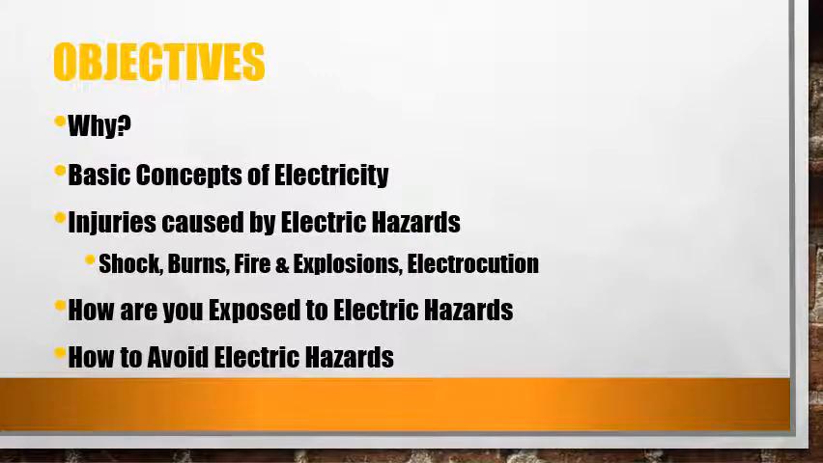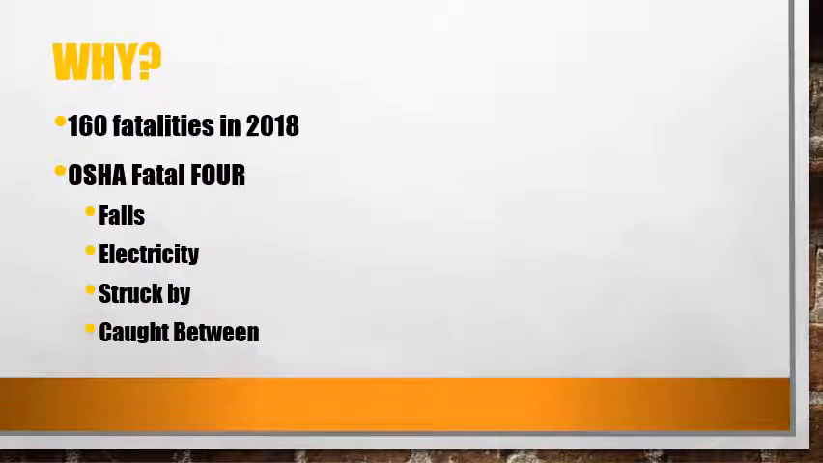So why are we talking about electric hazards? In 2018, there were 160 fatalities due to electric hazards. This puts electricity as one of the members of OSHA's Fatal Four, which includes falls, electricity, struck by, and being caught between objects. So let's talk about some of these basic concepts of electricity.